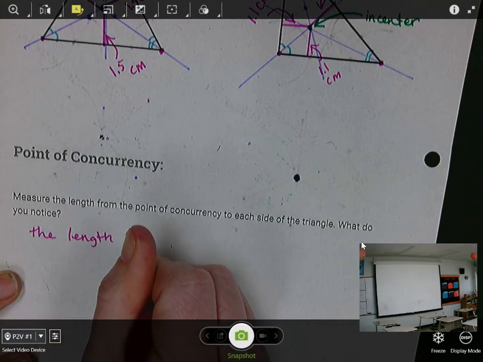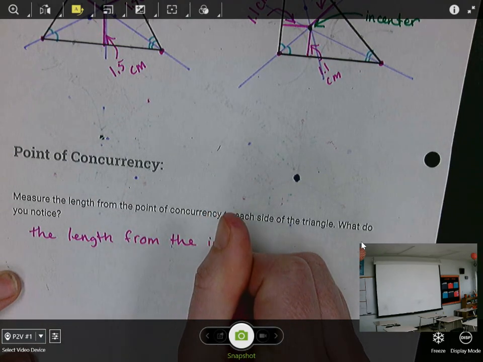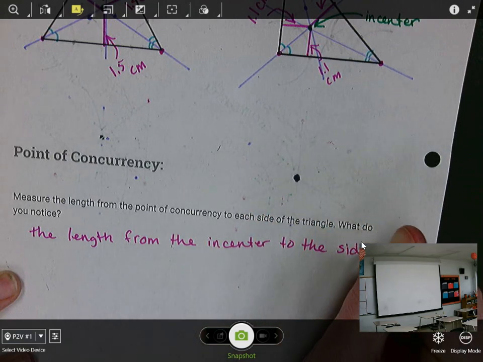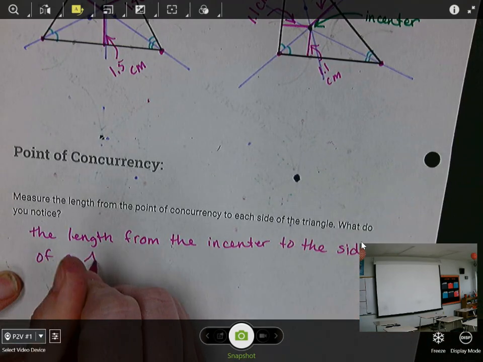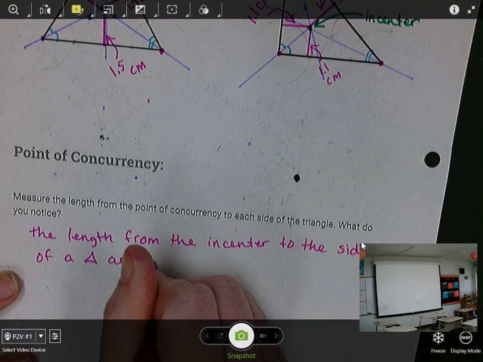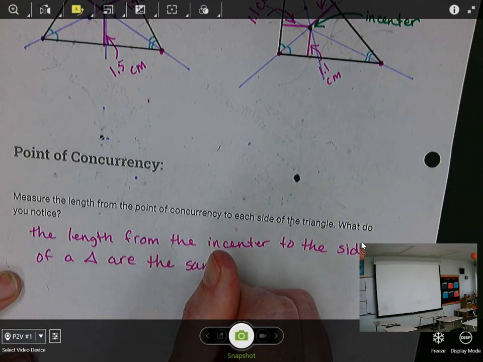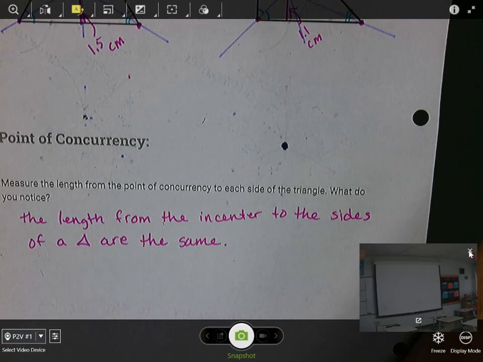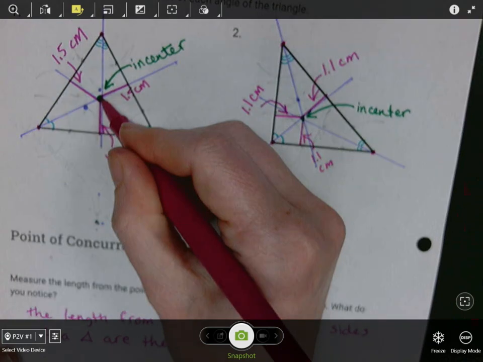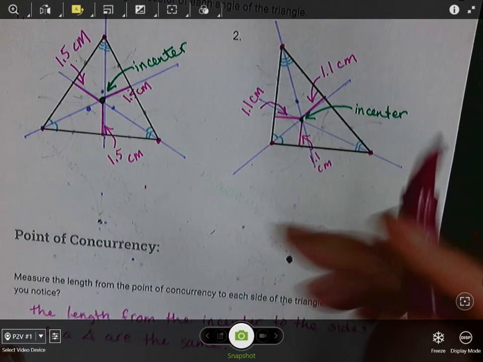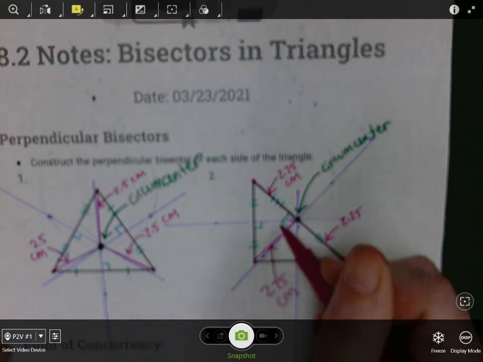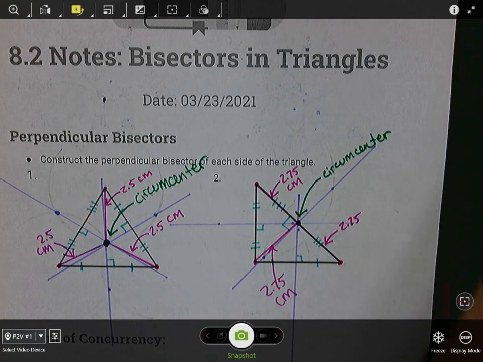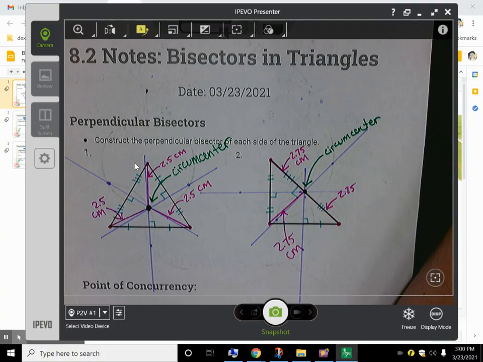So when you measure, the length from the in-center to the sides of a triangle are the same distance. Or they are the same. The length's going to be the same. Okay. So from the in-center to the sides is the same length. And then with the circumcenter, it means from the circumcenter to the angles are the same length. Okay. All right. So going back to our problem from yesterday.